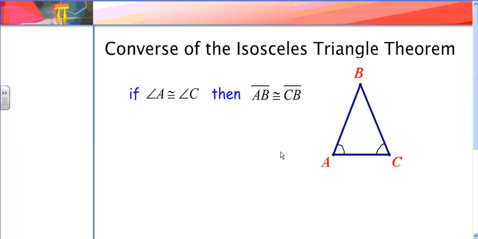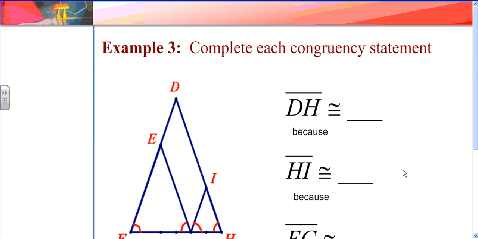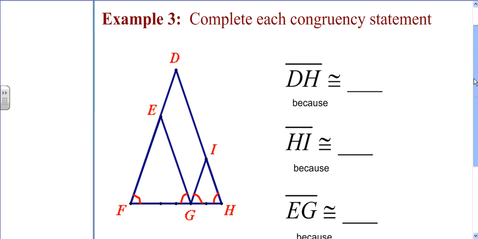So our converse is just going to say, if the base angles are congruent, then I know that the sides have to be congruent as well. So in my little diagram, if I know these two angles are congruent, I can make the conclusion that these two sides have to be congruent as well. Okay? So let's use that little piece of information to help make some conclusions.